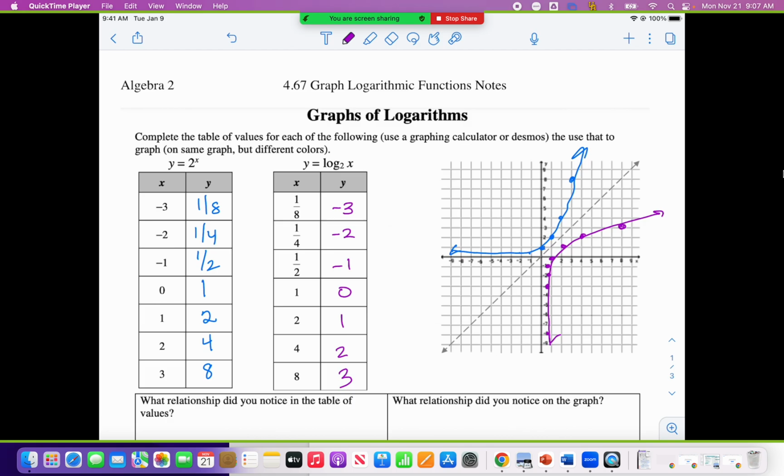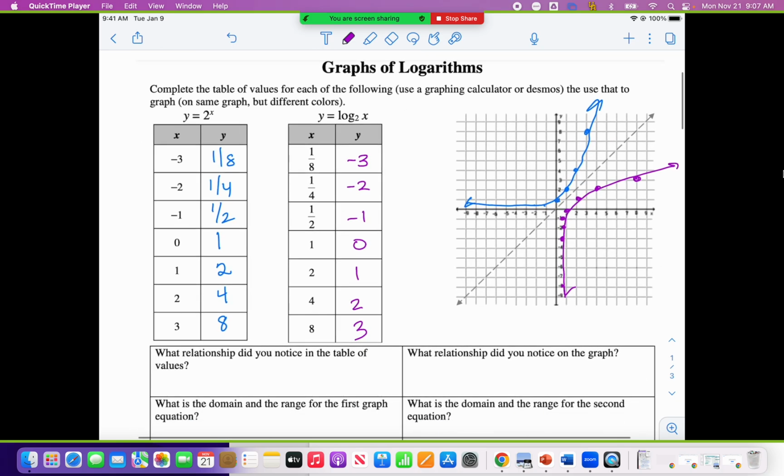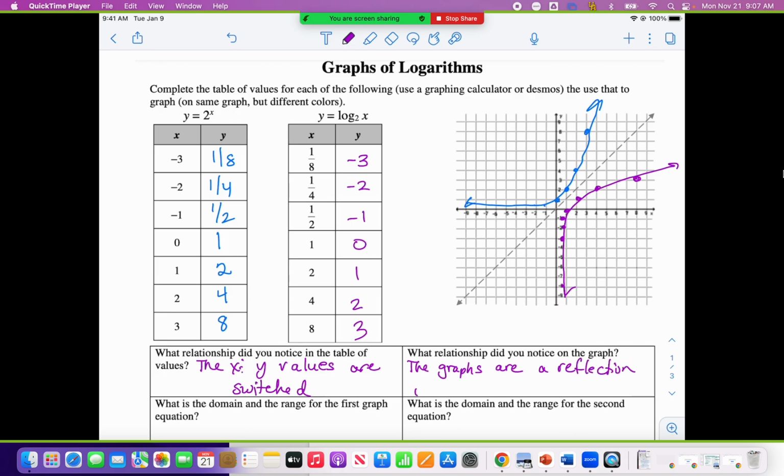What do you notice about the relationship in the table? The x and y values are switched. The graphs are a reflection over the line y equals x.